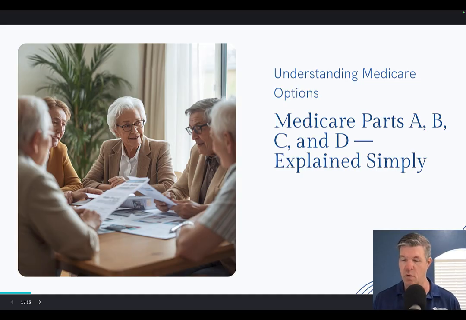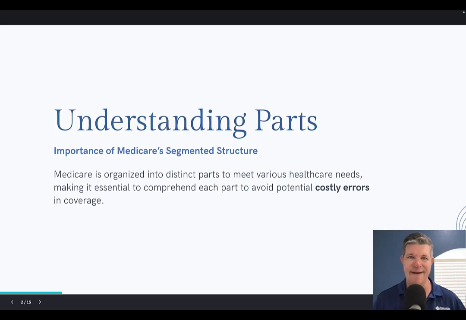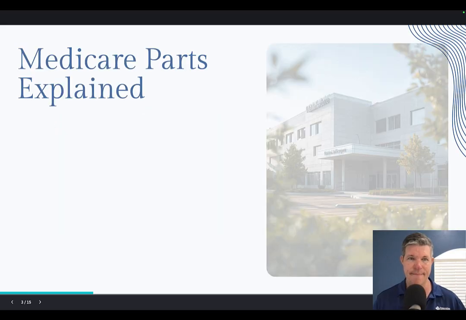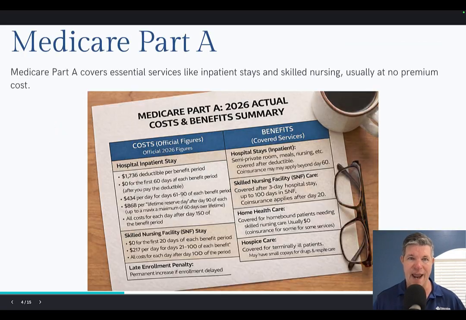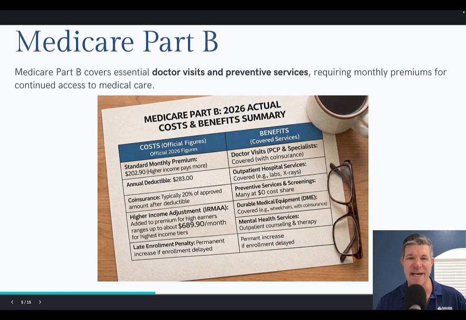Now, we're going to do a real quick review since we're starting a new video. We've already covered Parts A, B, and D. Remember that Part A is your hospital coverage. It covers your room and board in the hospital and hospital services. Part B is your medical coverage. It covers your outpatient services, anything outside the hospital, office visits, outpatient surgeries, or even the emergency room if you're not admitted to the hospital. That's all covered under Medicare Part B.